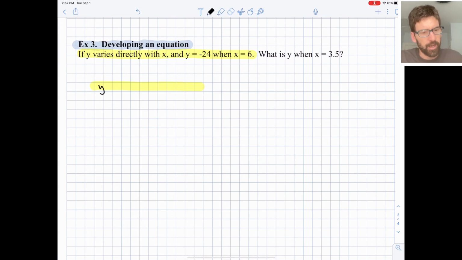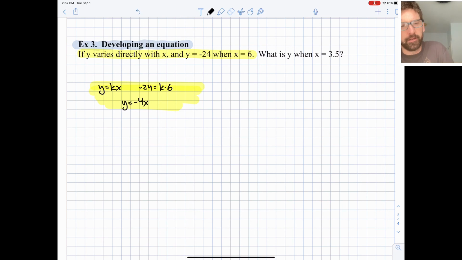Let's do that in this yellow highlighted zone down here. We know that y equals kx, so therefore negative 24 equals k times 6. Can we solve for k? Looks like k is going to be negative 4, dividing both sides by 6. And so y equals negative 4x. That's an example of our direct variation equation.